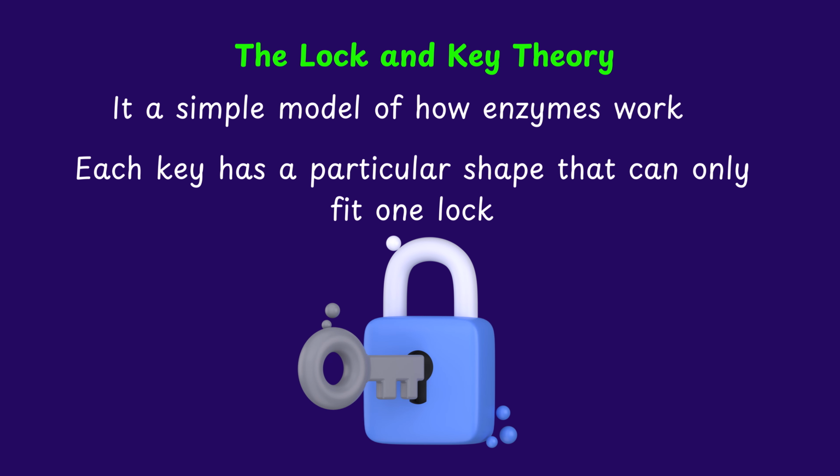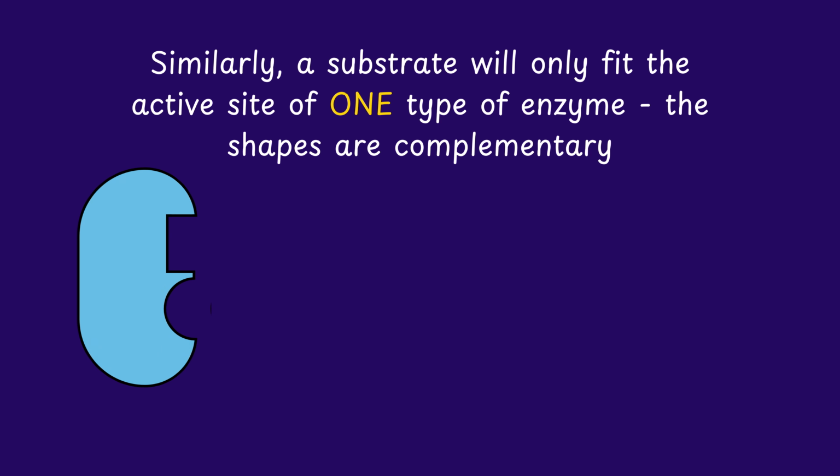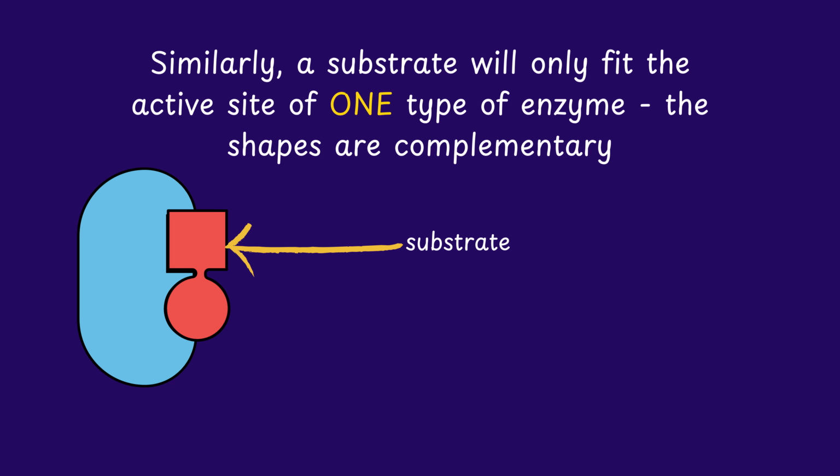And let us now look at how enzymes are linked to this lock and key theory. Similarly to the lock and key, a substrate will only fit the active site of one type of enzyme, and this is because their shapes are complementary. So let's look at this diagram. This is the enzyme, and remember the indentation represents the active site. Only one type of substrate can fit perfectly with this active site, and it's because the substrate has a shape that is complementary to the active site of the enzyme.